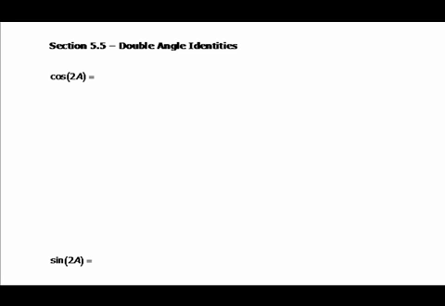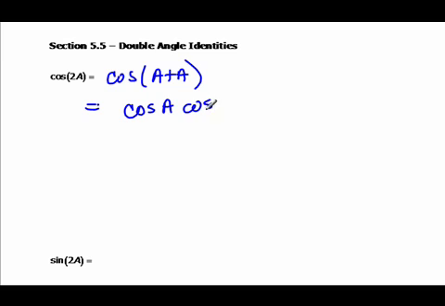If you think of cosine of 2a, meaning the cosine of double angle, 2 times some angle, as being the same thing as the cosine of a plus a, we can now use our cosine of a sum formula that we derived last week. So the cosine of a plus a, using the cosine of a plus b formula from last week, is the same thing as cosine a cosine a minus sine a sine a, using last week's formula.